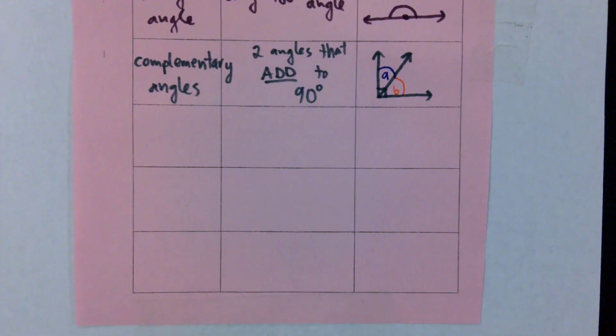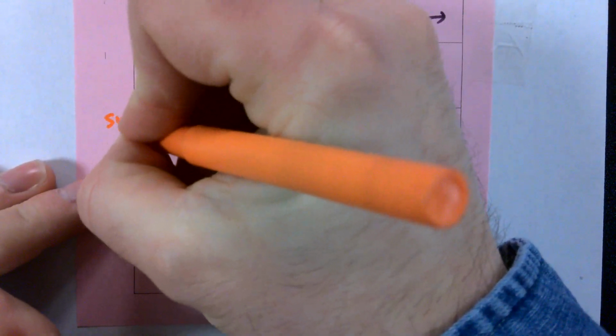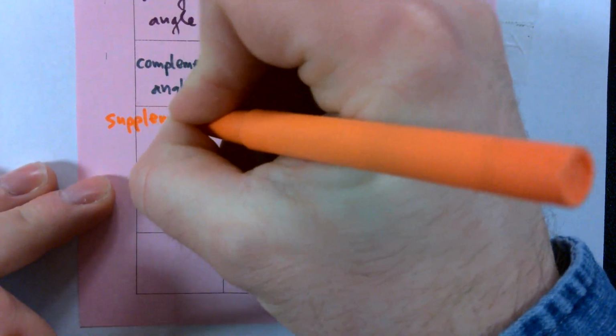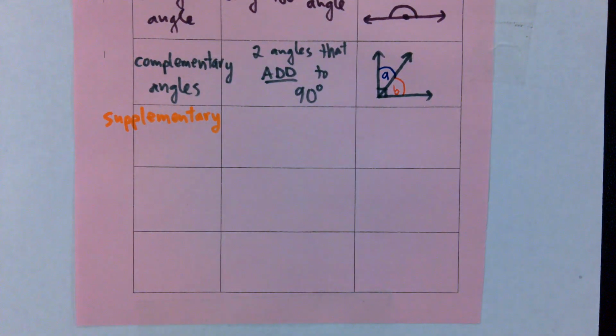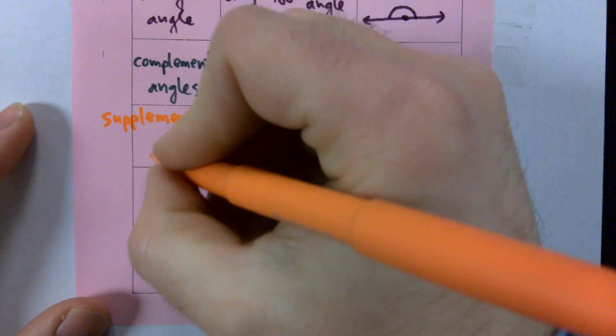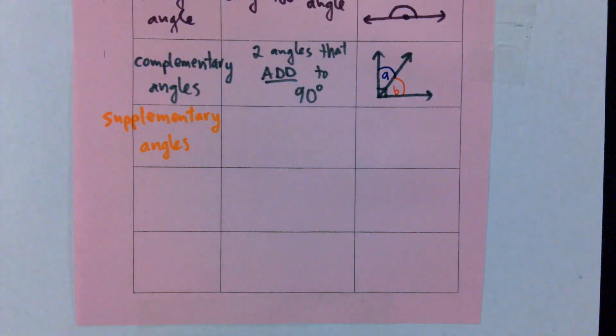And the opposite of a complementary angle is a supplementary angle, right? S-U-P-P. These types of angles supplement each other. Anyone ever heard this term supplement before? Supplies, good, same root word. Supplementary, yeah, like supplementary angles.